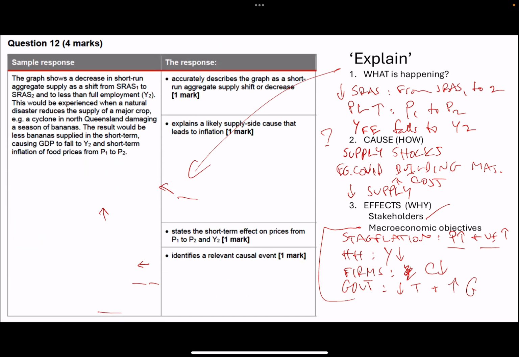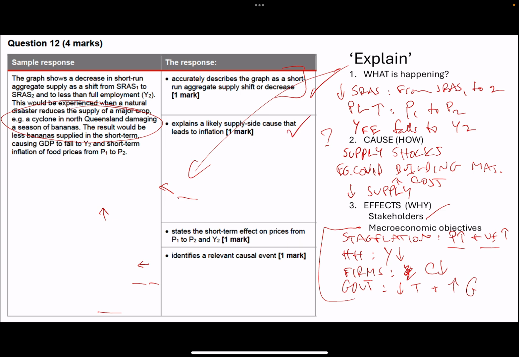Sorry about my markings over the top here, but first thing is accurately describes the graph as a short-run aggregate supply shift or decrease. We've clearly done that. Explains a likely supply-side cause that leads to inflation. Okay, I'm not sure on that. Let's read the exemplar. A cyclone in North Queensland damaging a season of bananas. Now, whether that would show up in our macro data is in dispute, but it's still an example. Okay, building material costs, gas supply, things like that, but anything that's reduced to a decrease in supply. But I've done that. I've talked about a likely cause.